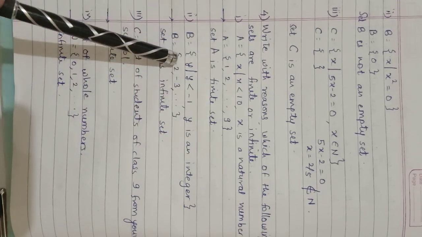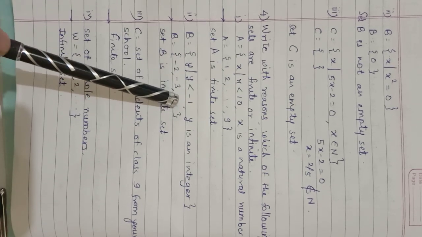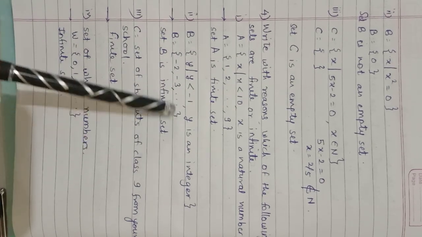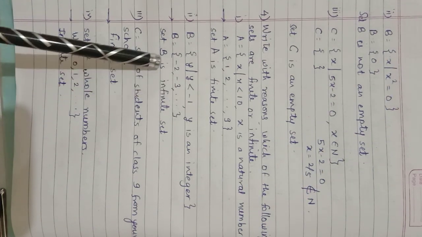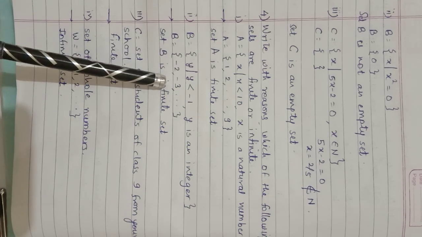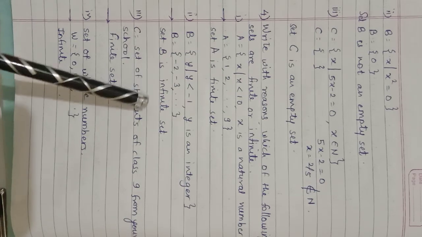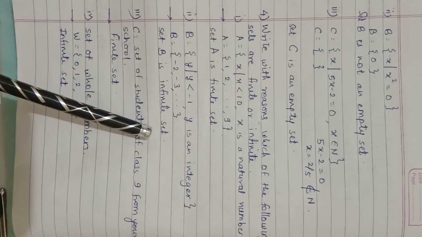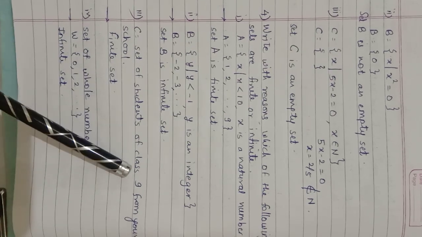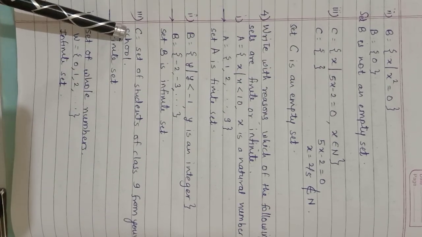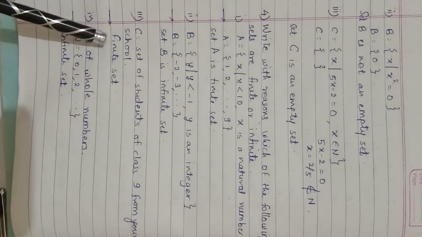Set B is equal to curly bracket y such that y is less than minus 1, and y is an integer. And we know that numbers less than minus 1 are minus 2, minus 3 and so on. So we cannot count the total number, so it is an infinite set. Set C of students of class 9 from your school. Now we can count the number of students in class 9, so it is a finite set.